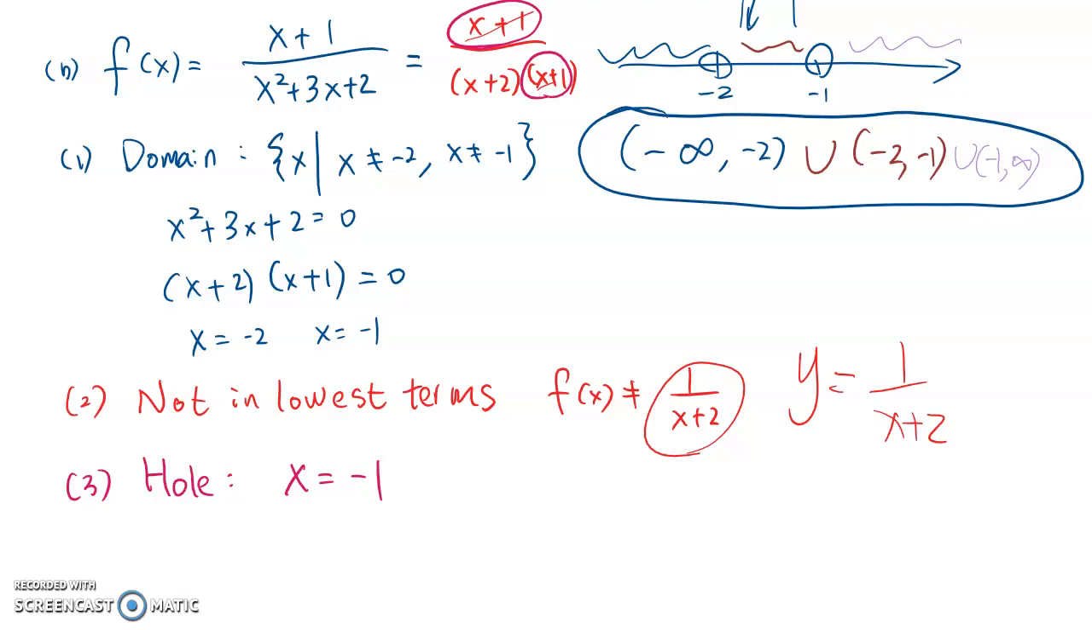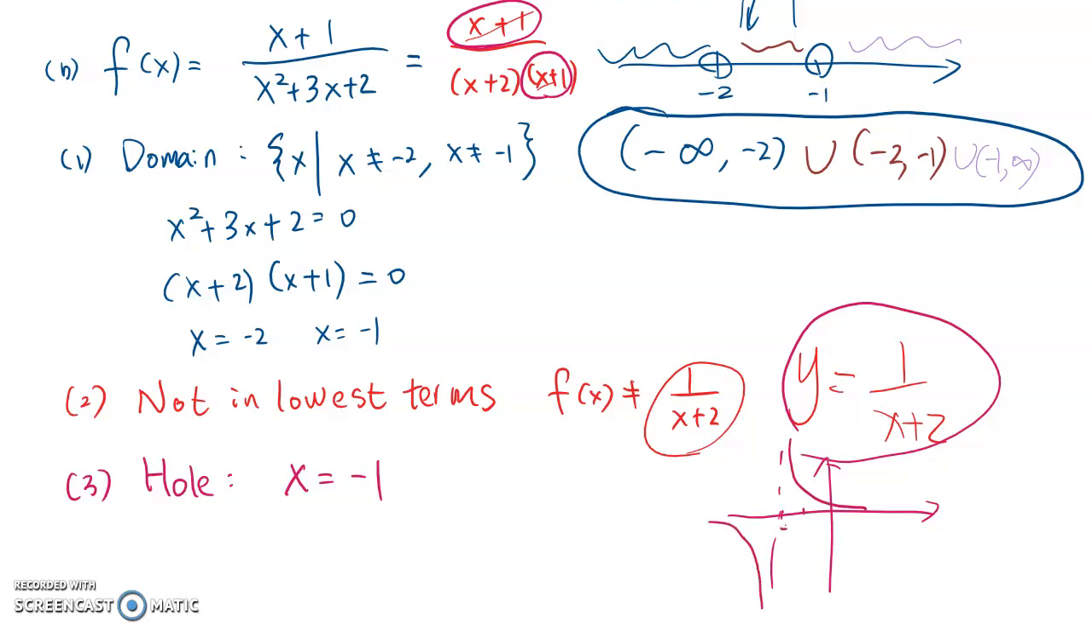At x equals -1, our graph is very close to y equals 1 over x plus 2. Well, we can actually graph this one. It's moving 1 over x two units to the left, right? So it's kind of like this. This is our graph. This is -2, -1. So where is the hole in the graph? It's right here at -1. So this is the function f of x.